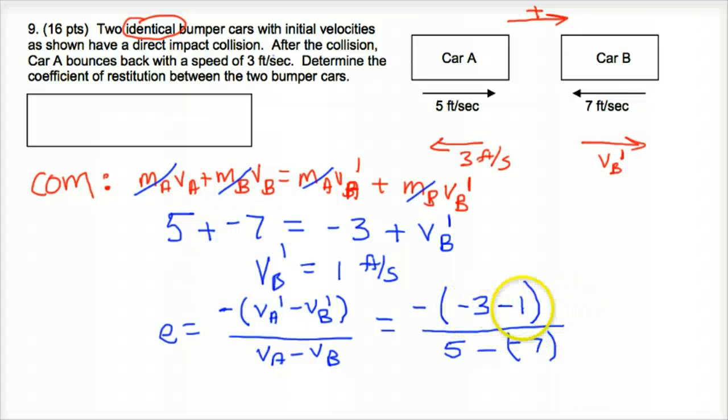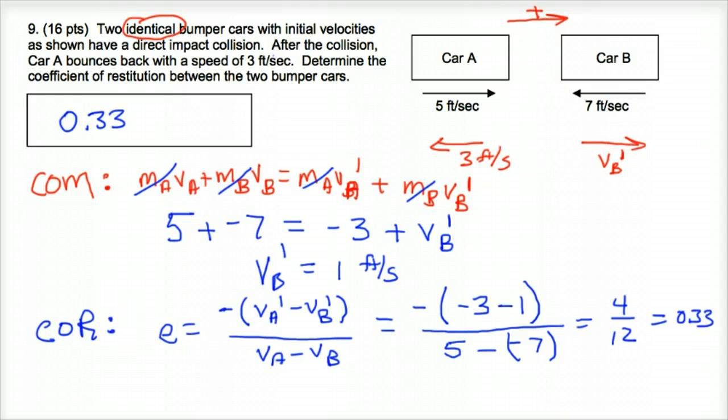Alright, minus 3 minus 1 is 4, but that's negative. And 5 minus a minus 7, so that's 12. Let's see, so this is the minus 4, but that sign makes it a positive 4. This is a positive 12. 4 over 12 is equal to 0.33. Coefficient of restitution is unitless. So this is our coefficient of restitution equation.